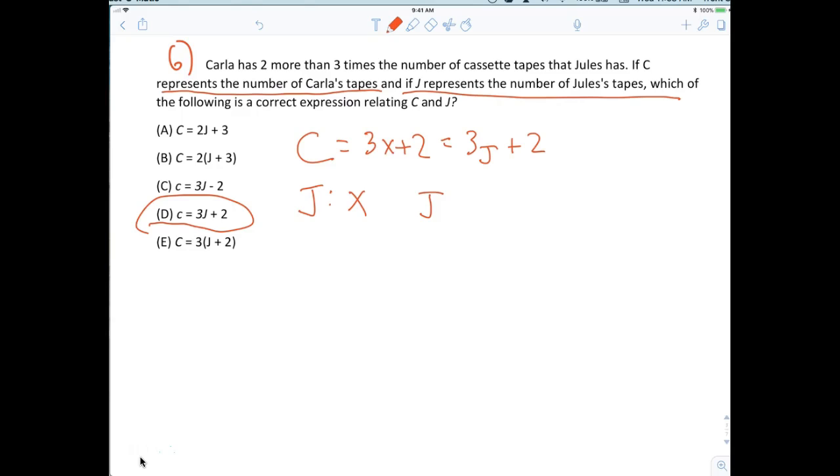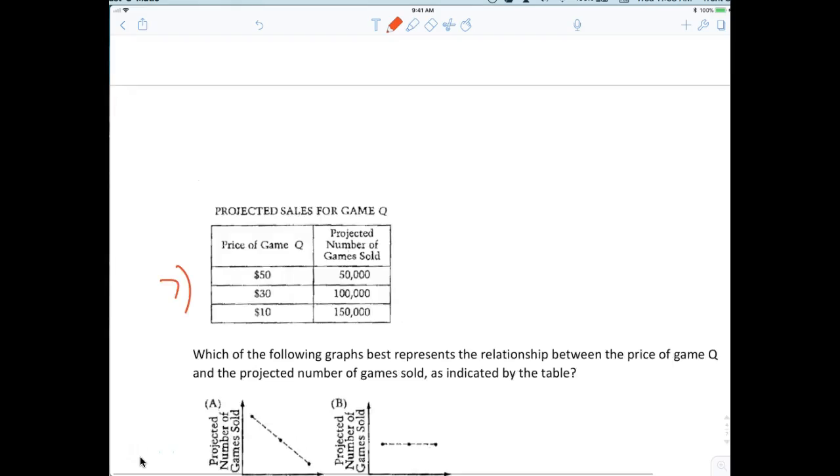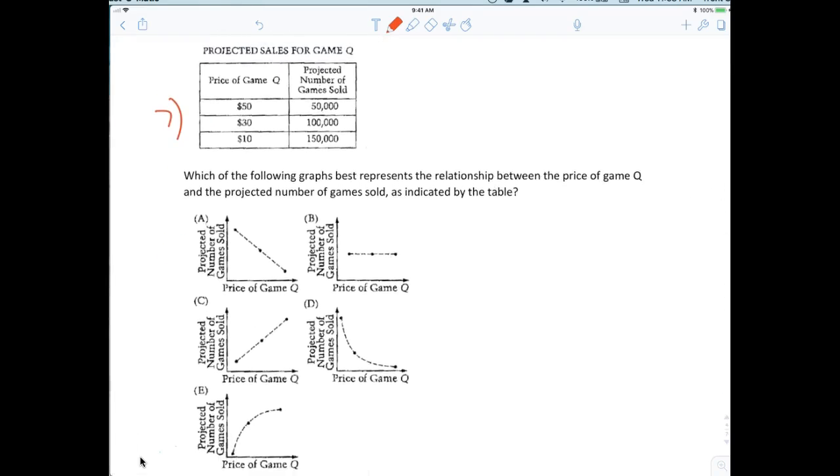Now again, double check your mistake. If you made a mistake, make sure you see why you made it. Anybody have any issues with that? All right, be careful. Let's go on to number 7.